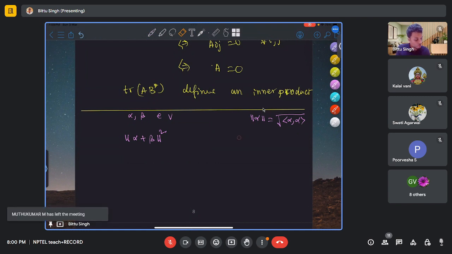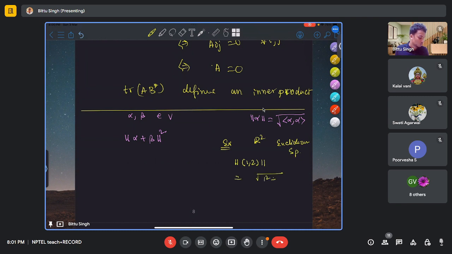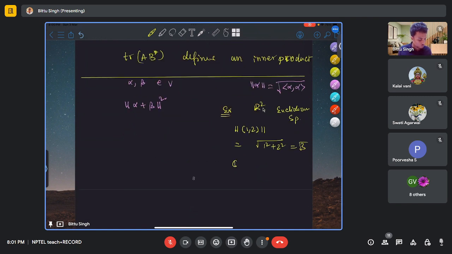For example, take R2 with the standard inner product. R2 equipped with the standard inner product is called Euclidean space. So if you think of R2 as Euclidean space, then what will be the norm of the vector (1, 2)? From the definition, 1 squared plus 2 squared, so this is 5, square root 5. For C2, what will be the norm of the vector (i, 1)?